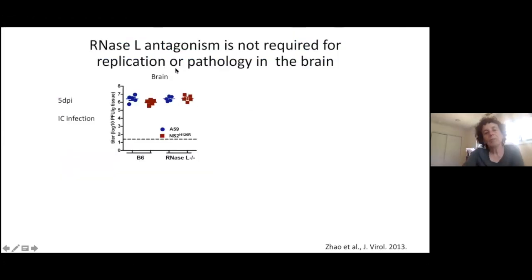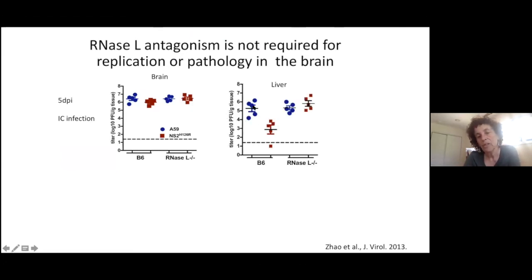As I mentioned before, interestingly, if we do the same experiment, except doing an intracranial infection, the brain is the other major site of infection of MHV, we can see that replication really doesn't depend on the PDE at all. So the mutant virus replicates similarly to wild type in B6 or RNase L knockout mouse. And here you can see, in the same mouse, the virus is restricted in the liver of B6 mice, but not RNase L knockout mice.